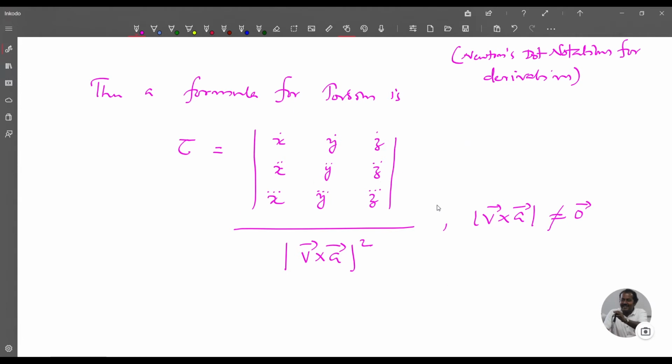and the proof is beyond the scope of your syllabus, so we just state the formula for torsion and we will do problems using this.